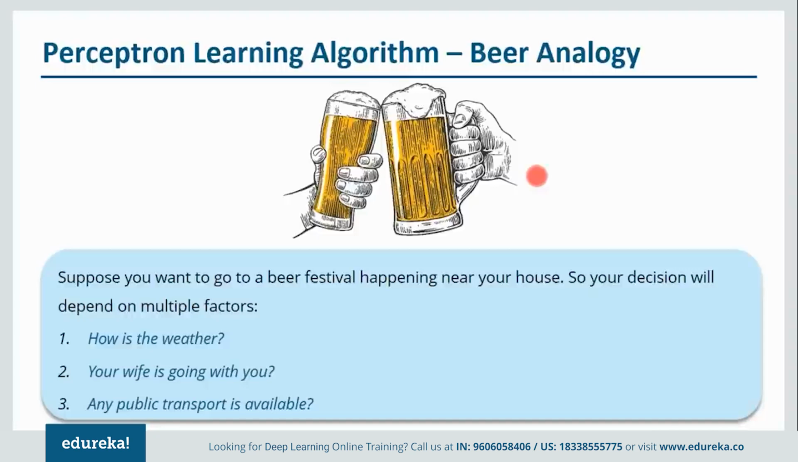So there's a beer festival happening near your house and you badly want to go there. But your decision depends on three factors. First is how is the weather, whether it is good or bad. Second is whether your wife or husband is going with you or not. And the third one is whether any public transport is available. On these three factors, your decision will depend whether you will go or not. So we'll consider these three factors as inputs to our perceptron, and we'll consider our decision of going or not going to the beer festival as our output. So let us move forward with that.